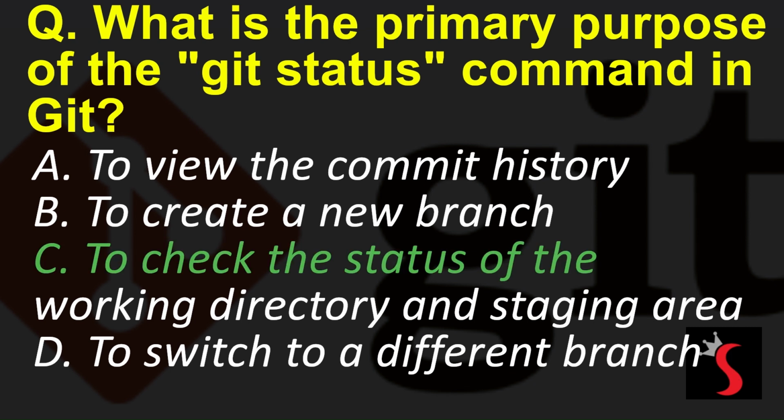And correct answer is option C. To check the status of the working directory and staging area. The git status command displays the state of the working directory and the staging area. It lets you see which changes have been staged, which haven't, and which files aren't being tracked by Git.